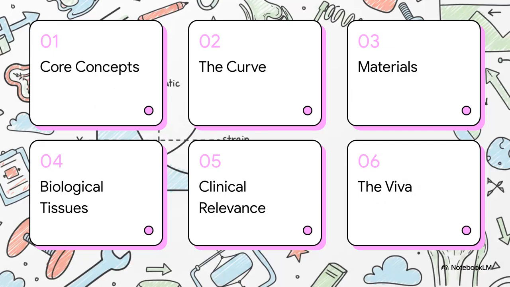So to make sure you have that consultant level answer ready to go, we're going to structure this explainer just like a perfect Viva response. We'll kick off with the core definitions, stress and strain. Then we'll actually build the curve itself. After that, we'll see how it applies to our materials and to biology, connect it all to clinical practice, and then wrap up with the key buzzwords that you'll want to have right in your back pocket.